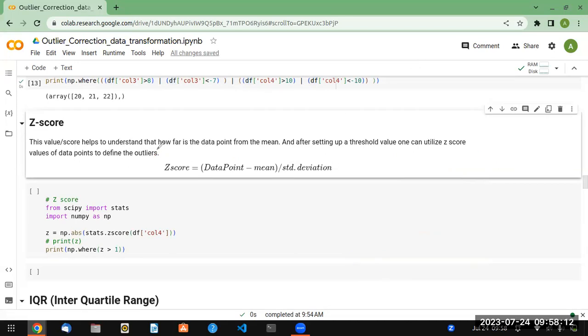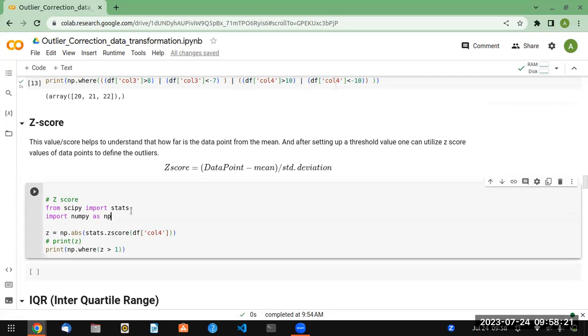Now, because this is a mathematical calculation we're doing, we have libraries to do this for us. We need not do it manually every time. So you can see here, I'm taking help of one library called SciPy. We have already seen this library previously. I am calling the stats.zscore method.